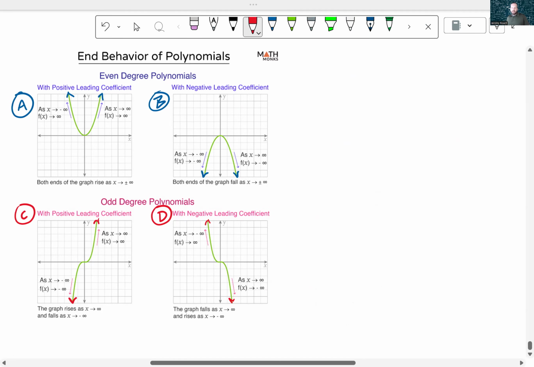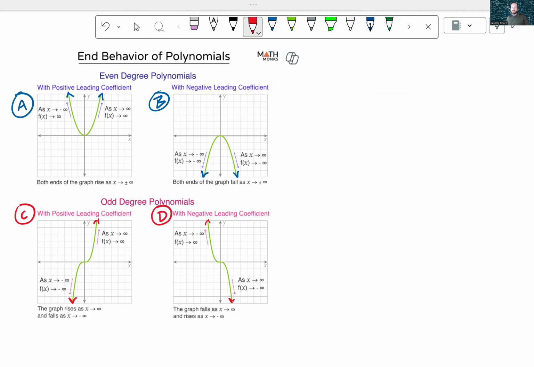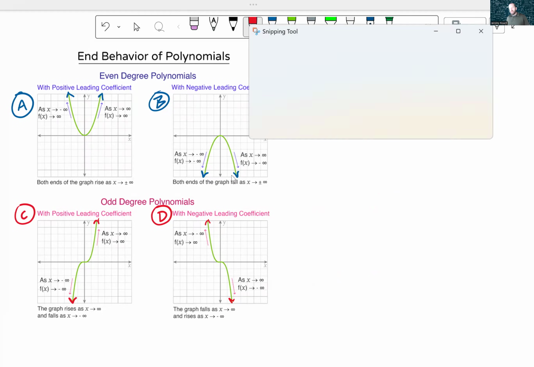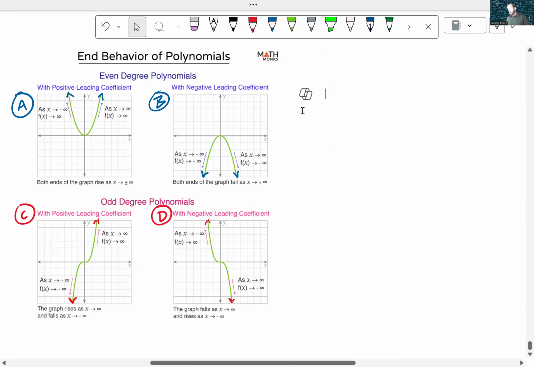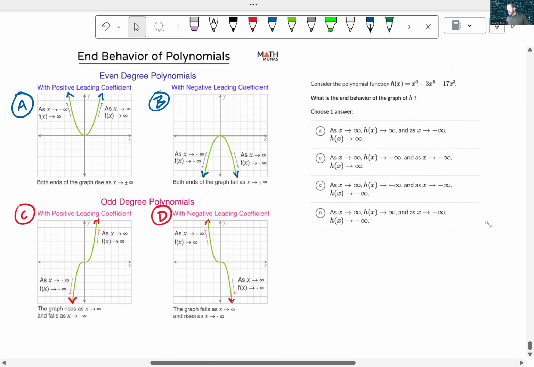I'm going to go to the next question on my questions here. Okay, so yes, it's possible to graph these on a graphing calculator and see the answer, but the point is understanding what end behavior is and understanding the rules of the function. So let's take a look at this one.